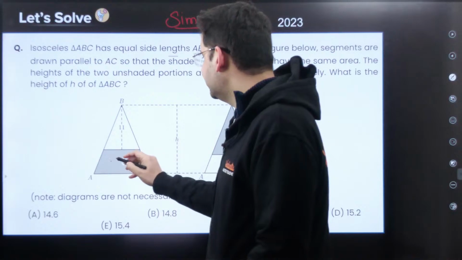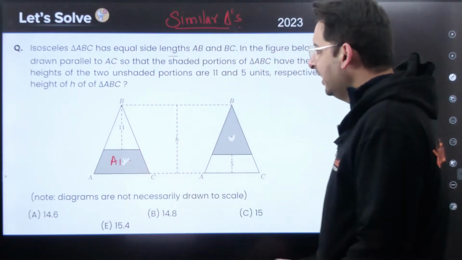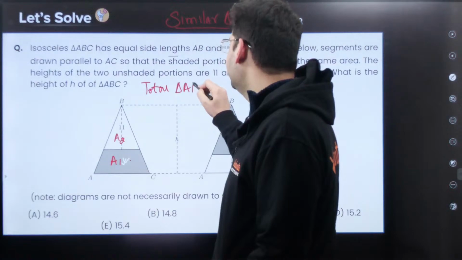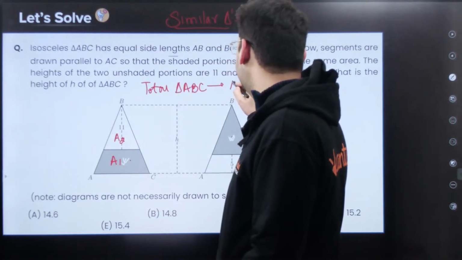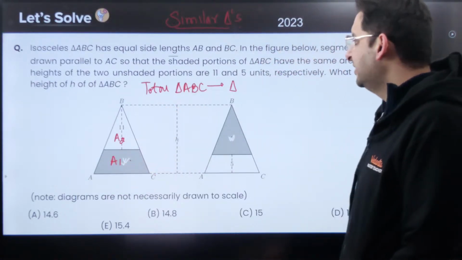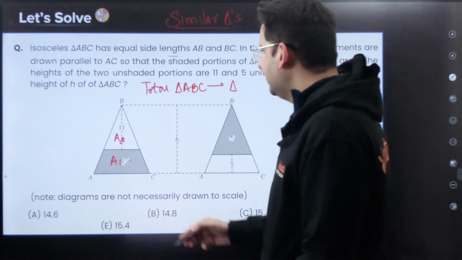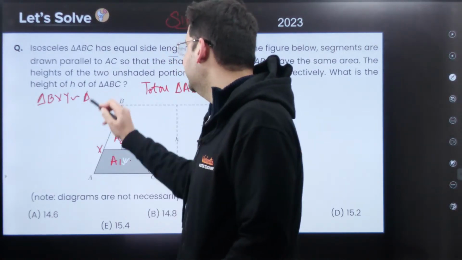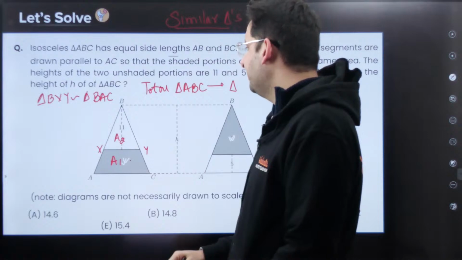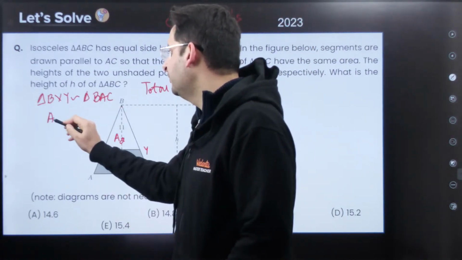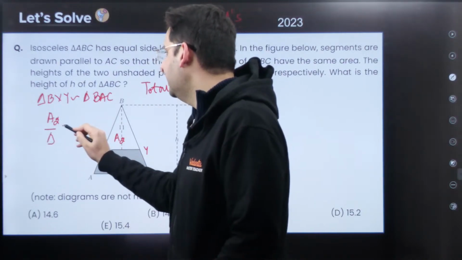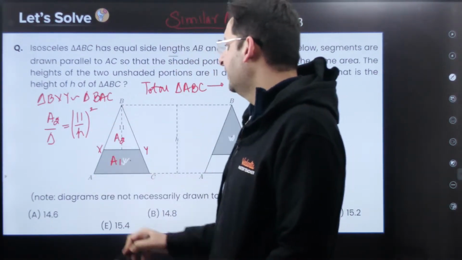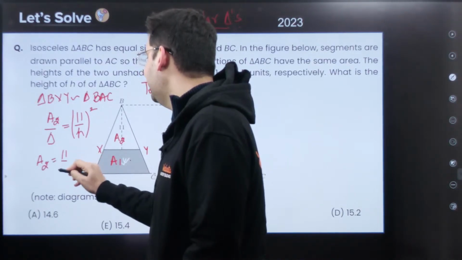Let's call this area A1, and let's call this area A2, and the total area, the total triangle ABC area, let's call this delta. I am avoiding A because A is already there. Now guys, it is important to understand that if I call this X and Y, triangle BXY is similar to triangle BAC. So the area of triangle BXY, that is A2, upon the area of triangle BAC, which is delta, is equal to this length upon total length whole square, that is 11 by h whole square. So A2 is 11 by h whole square times delta.